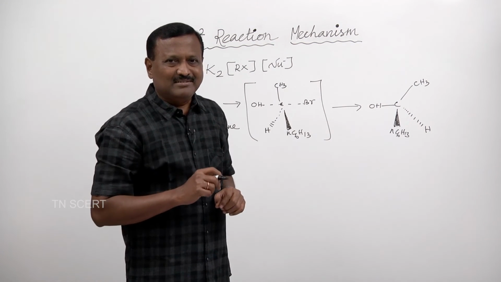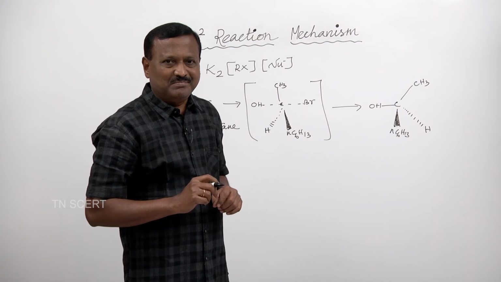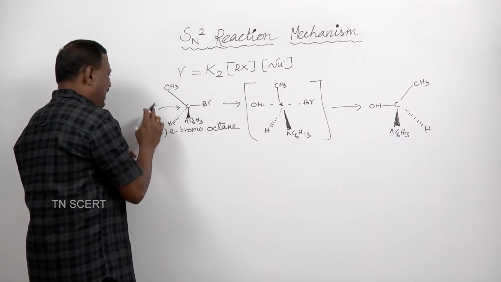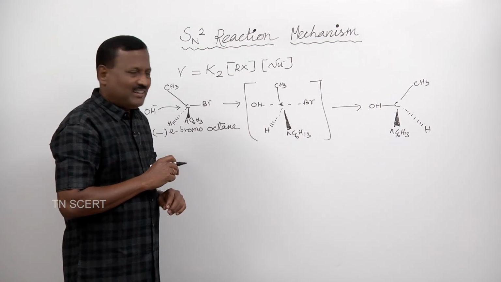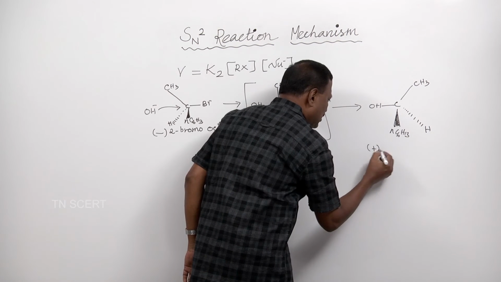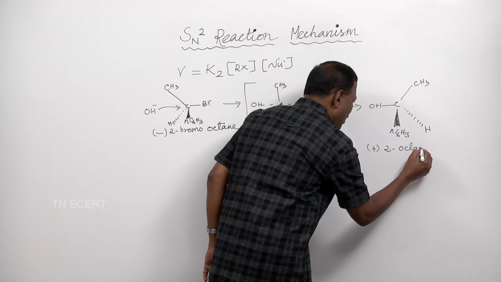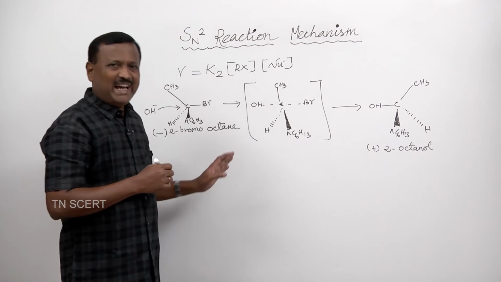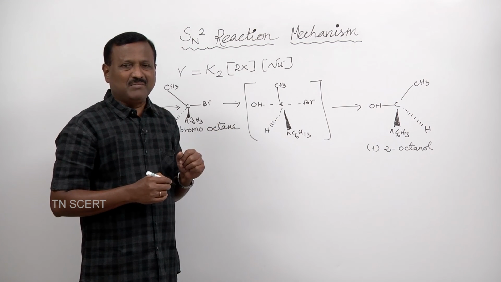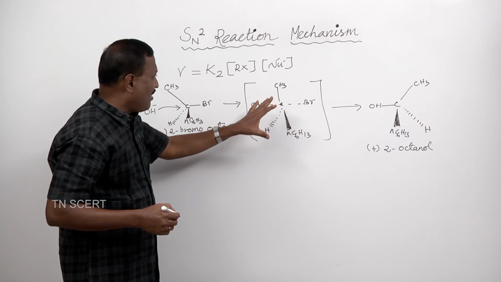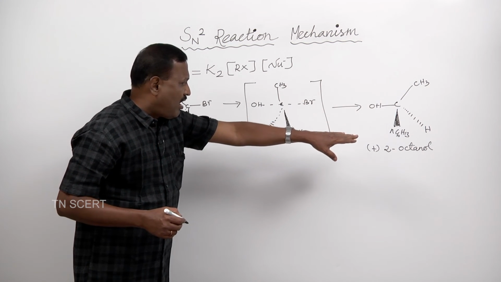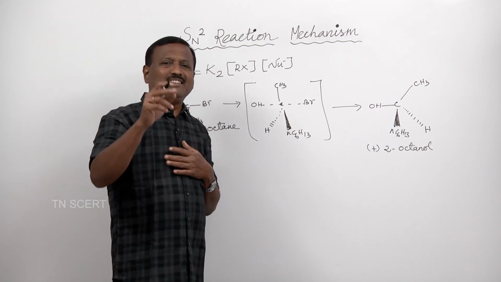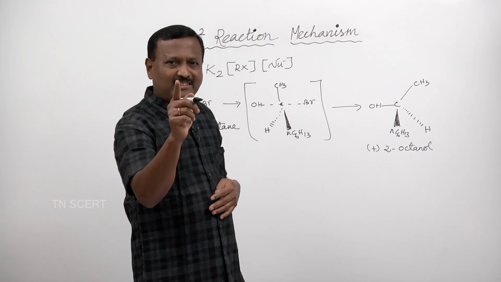Walden inversion. So, here this minus 2-bromo octane, by the action of sodium hydroxide, forms plus 2-octanol. This reaction is an SN2 reaction, and this is the proper mechanism for the formation of plus 2-octanol from minus 2-bromo octane. I hope you understand this SN2 reaction mechanism, right?